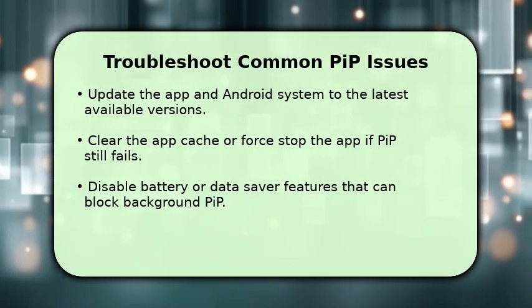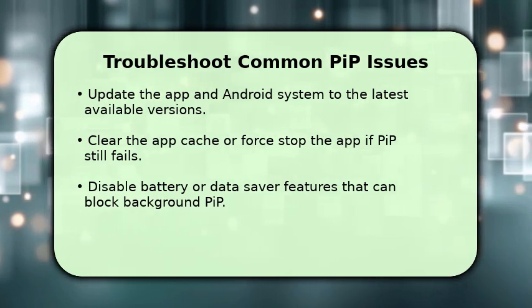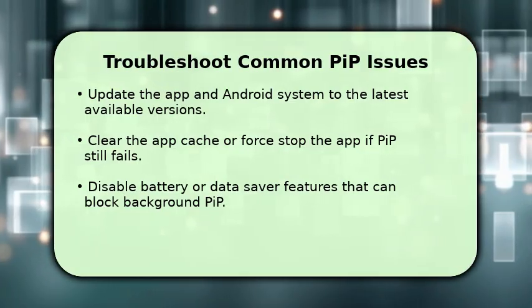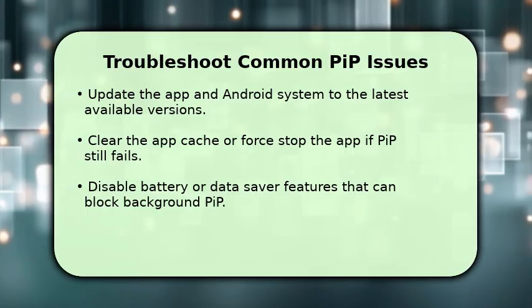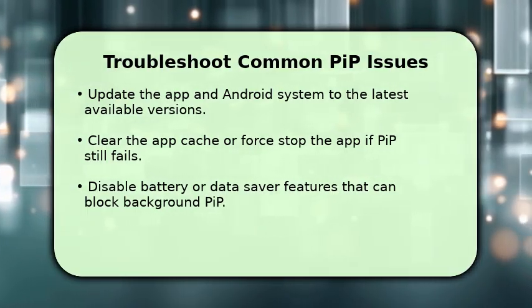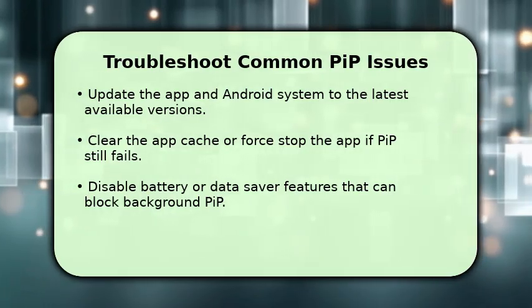If Pi-P does not work, update both the app and your Android system first. Open Play Store and update the app, then check settings for a system update available. Clear the app cache or force stop the app and reopen it to reset permissions. Disable battery saver or data saver options that may block background activity and Pi-P behavior.